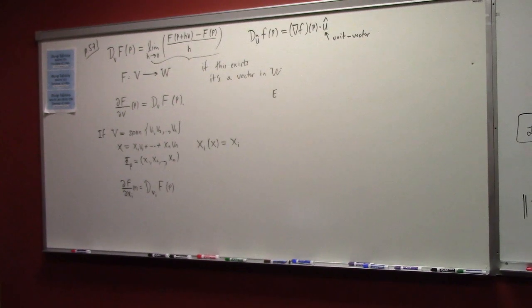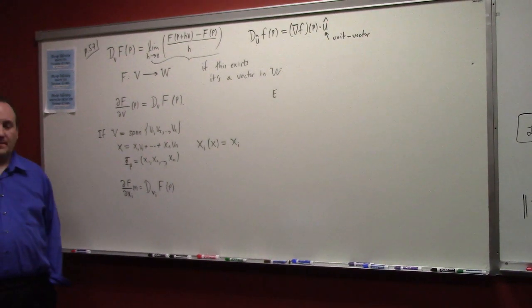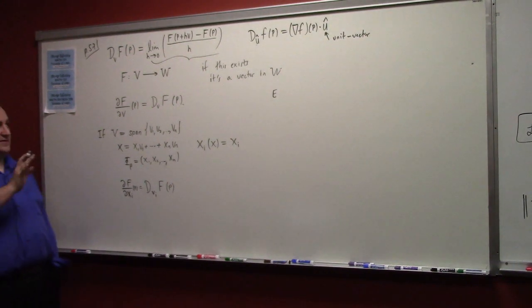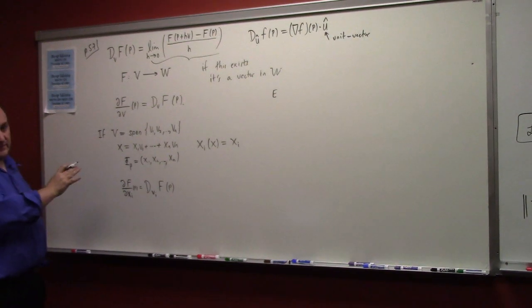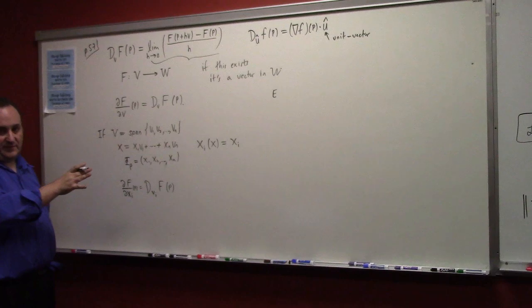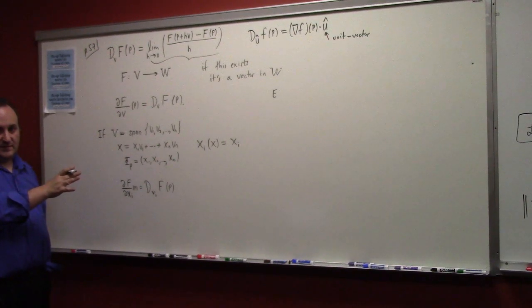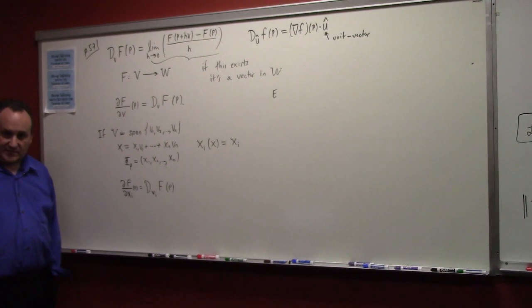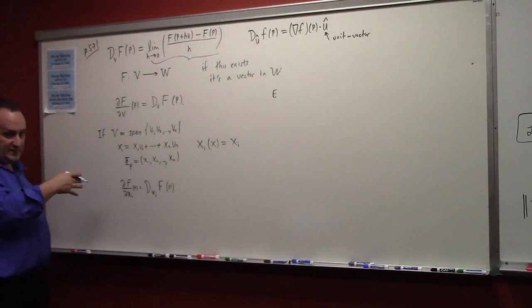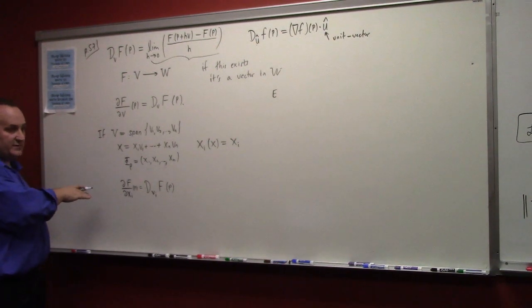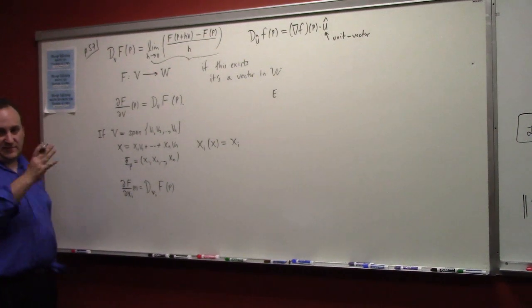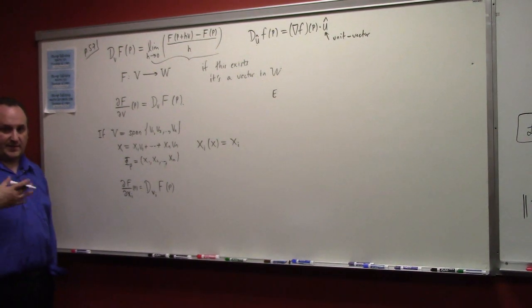So obvious questions that we want to answer. We want to understand what is the relation, if there is any, between these directional derivatives and the Fréchet derivative. If the Fréchet derivative exists, do these directional derivatives exist? How about the other way around? If all of the directional derivatives exist, does the Fréchet derivative exist? That's what we'll talk about next time.